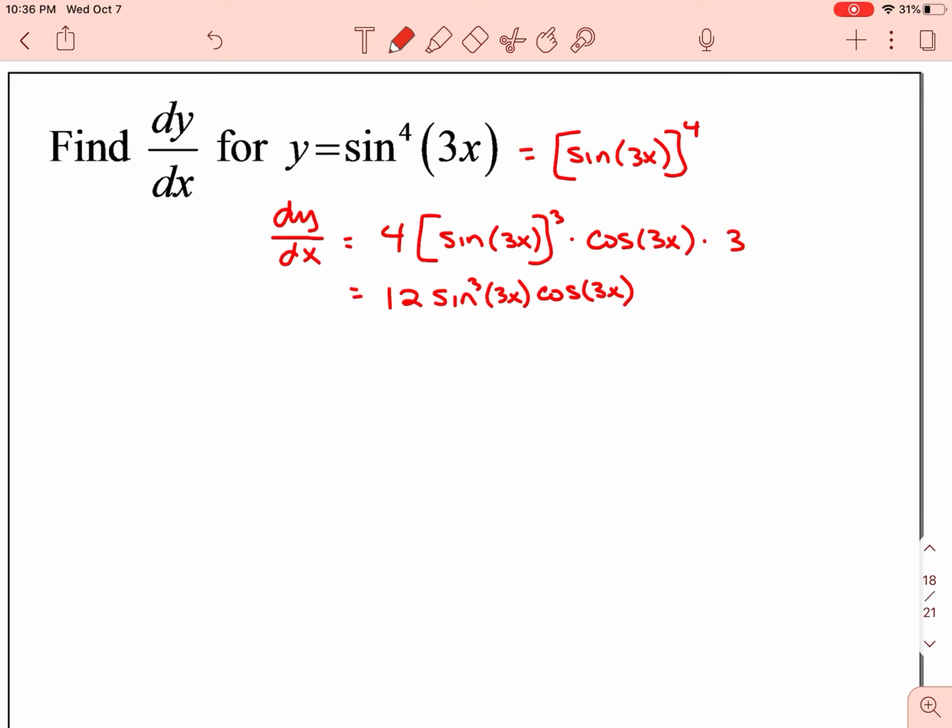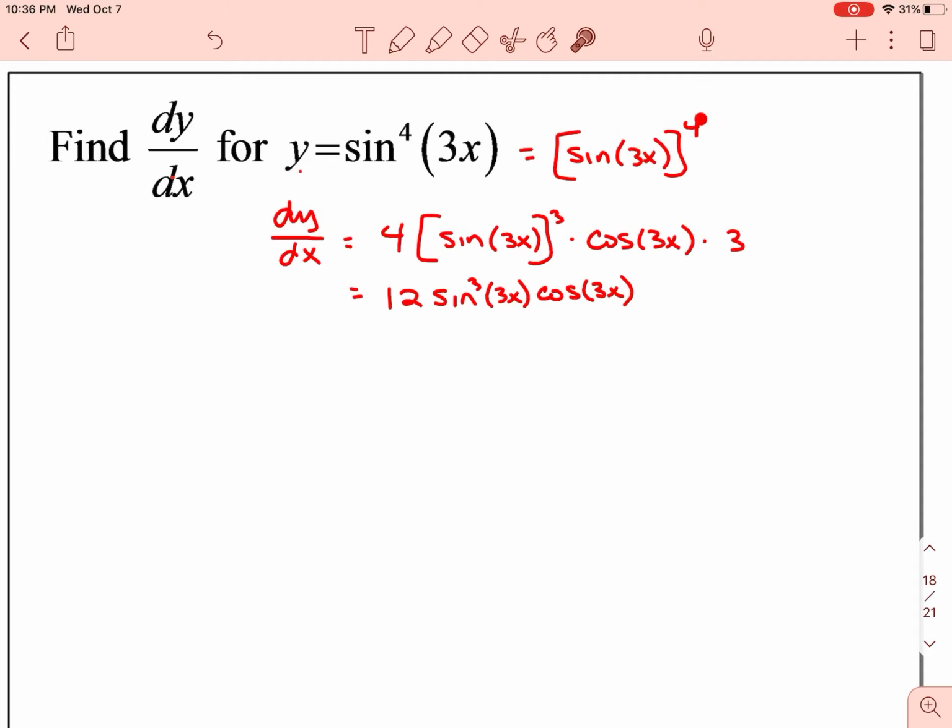Let's take a look at this example. We're trying to find dy/dx for y equals the sine to the fourth power of 3x, or sine of 3x to the fourth power. That's what it really means, right here. So again, the outermost function is raising something to the fourth power. The next link in the chain inside of that is the sine function, and the innermost function is 3x. And you can't go any further than that.